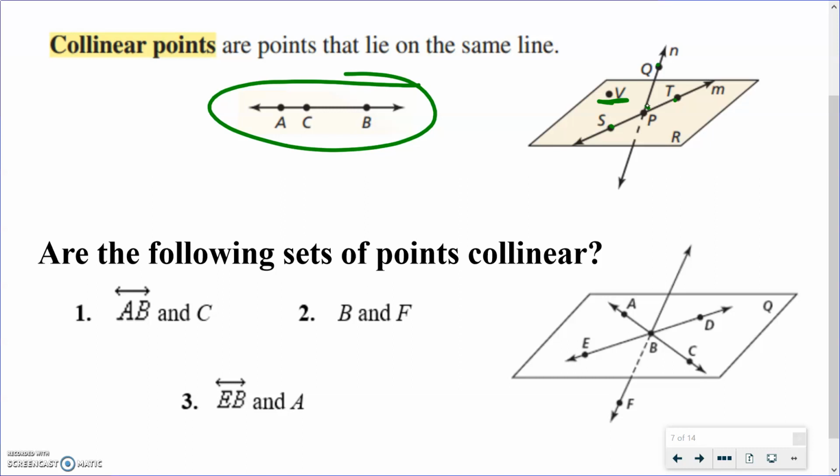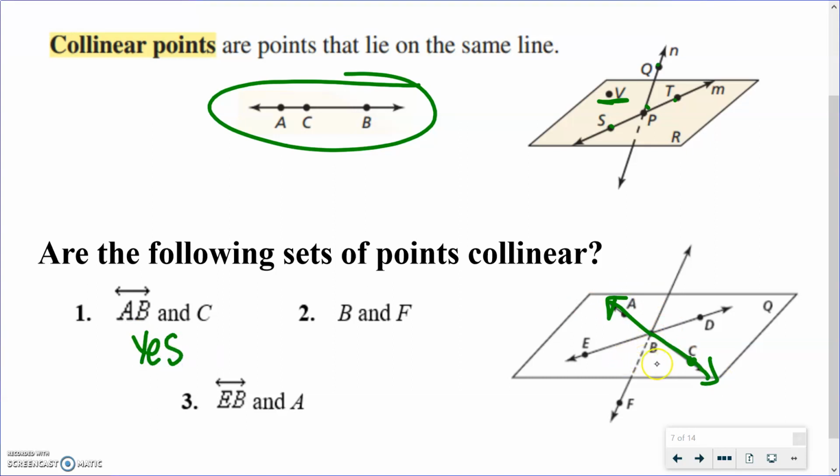It's when you throw that third point in, or the line in, that you're going to have to really question, can there be a line that is drawn through all those things? Are they really collinear? So on this diagram here, we have line AB, which is this line here, and point C. So yes, these are collinear because they all lie on the same line.